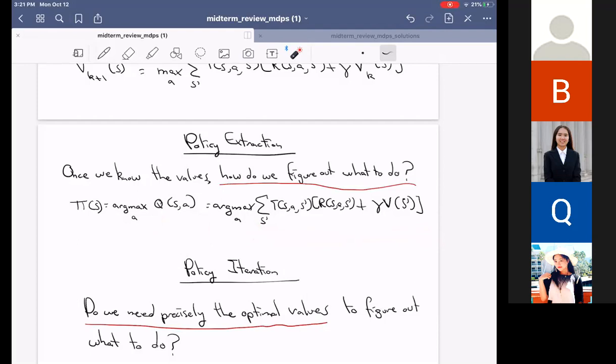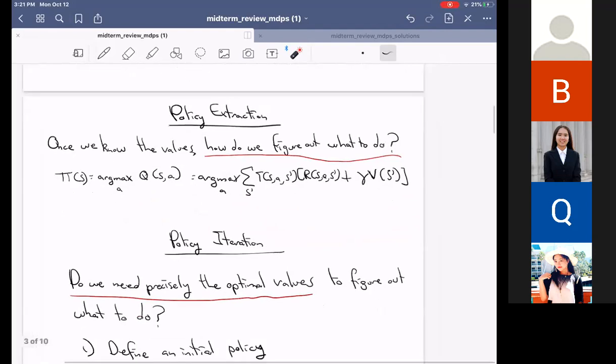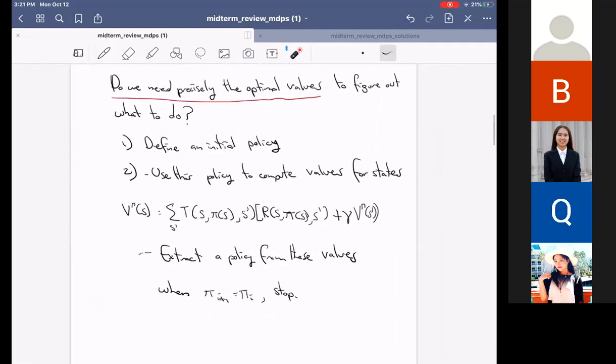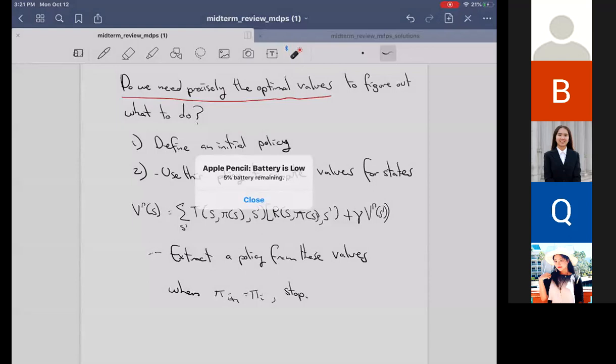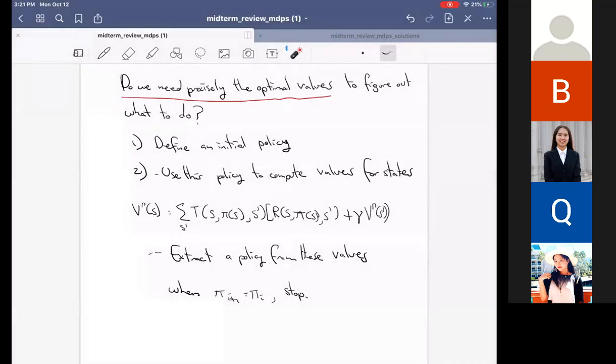And then for policy improvement and policy iteration, why does that guarantee convergence? Why is it that we know that it's optimal when pi i plus 1 is equal to pi i?